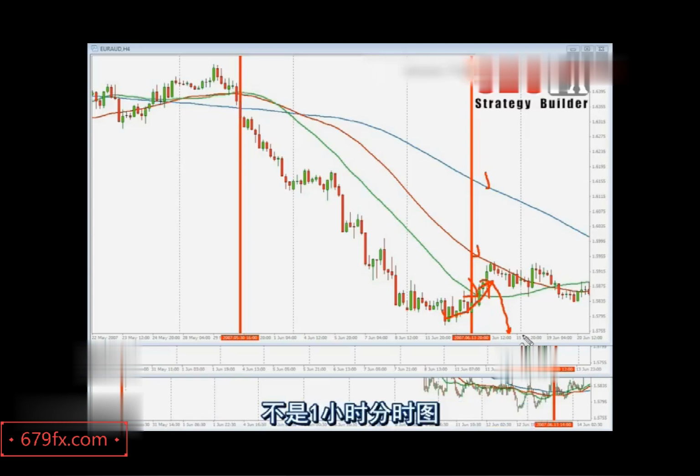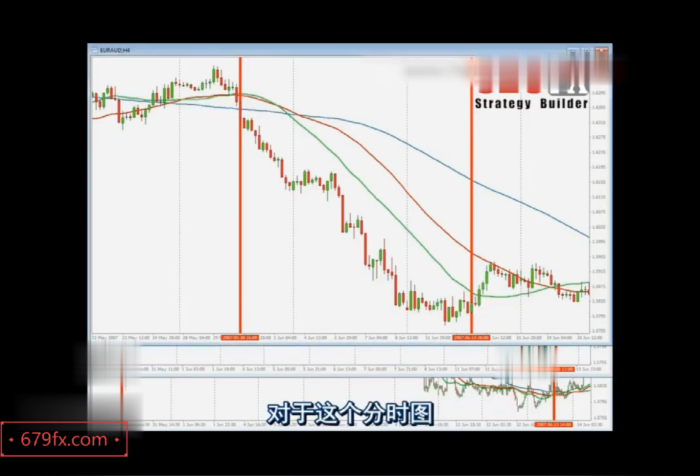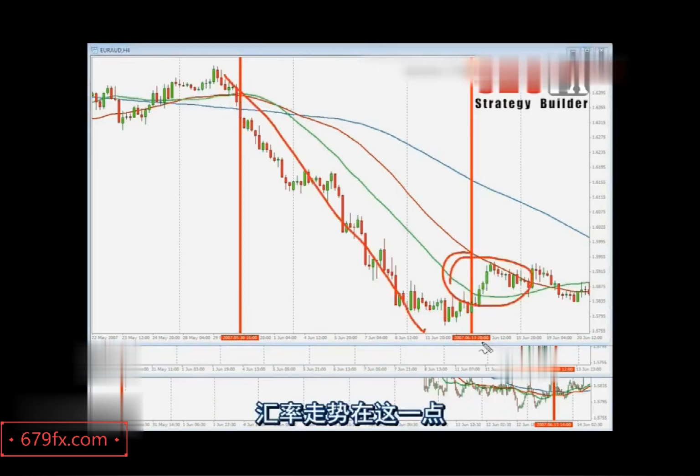This was not a 4 hours time frame. This was a 1 hour time frame. So if we search for short opportunities once price pulls back to the dynamic area on the 4 hours time frame, like I say, we might be looking to enter the market at the wrong time. At this precise time, this trend has already lost momentum, has already lost steam, and it's already weakening down.